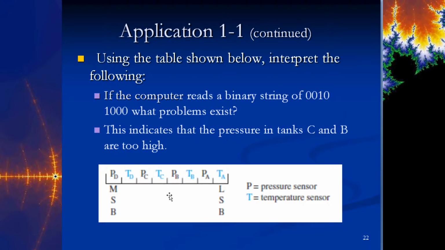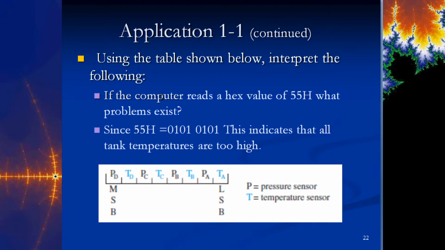So we can use that now in a computer system that can detect that and then possibly set an alarm or shut something down, but it'll let somebody know that there's a problem. We're constantly monitoring these 8 bits for changes. I always think that's a pretty good one. All right, and so now here's the next one. If the computer reads a hex value of 55, what problems exist?